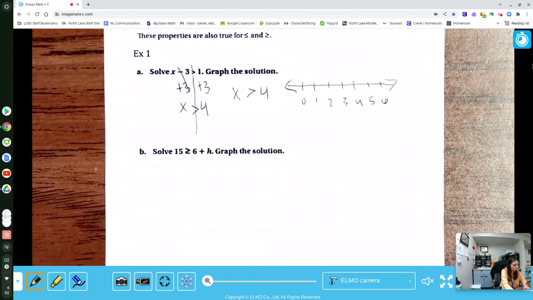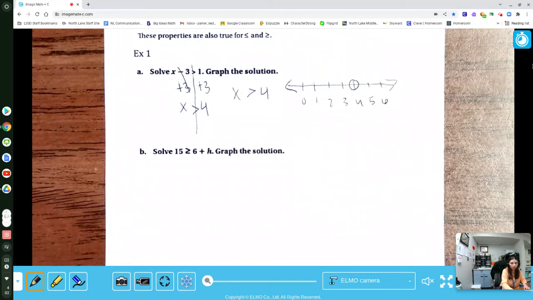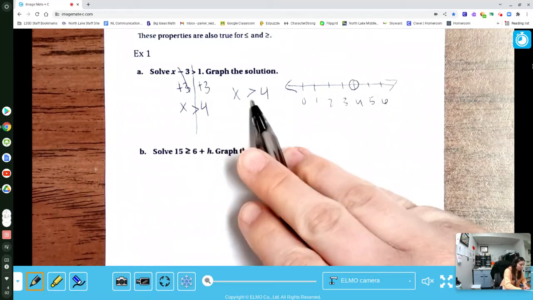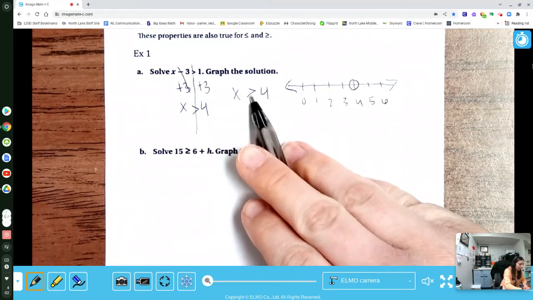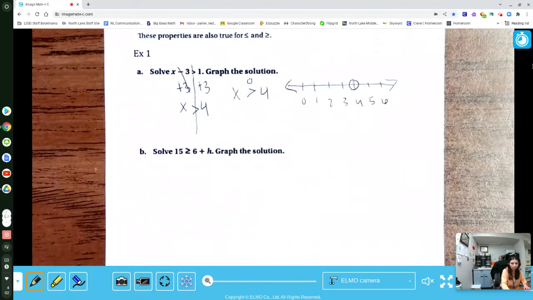Is 4 greater than 4? It's not. 4 is equal to 4, not greater than it. So 4 is not a solution. We'd like to use an open circle. We also could have known that based on the fact that we know greater than and less than, any symbol without a line underneath, we use an open circle for.